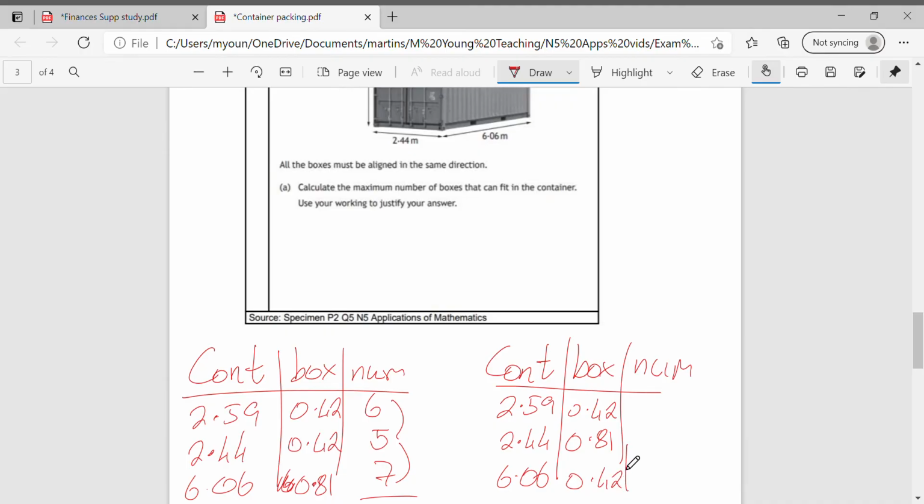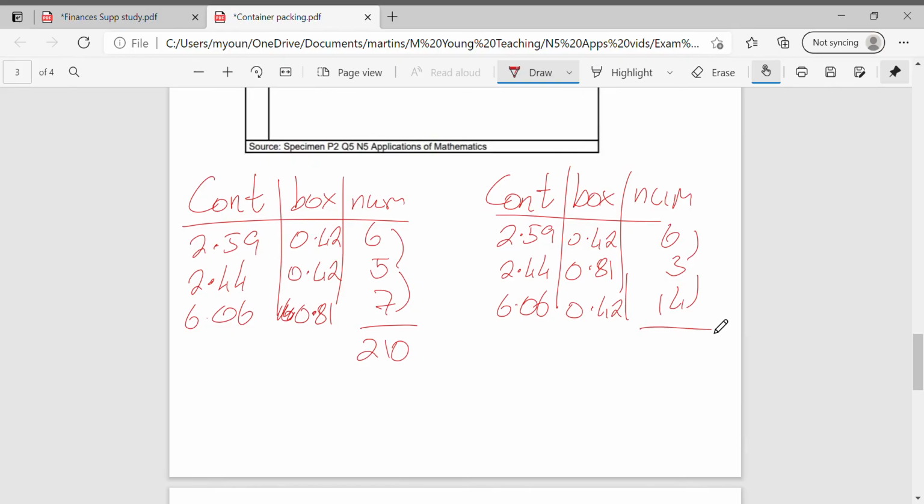I'm going to divide left by right. 2.59 divided by 0.42 tells me that I'm going to fit 6 in. That was one already done. 2.44 divided by 0.81 is 3. And then 6.06 divided by 0.42 is going to be 14. Multiplying those together, 6 times 3 times 14 is 252 boxes. So already that's obviously more.